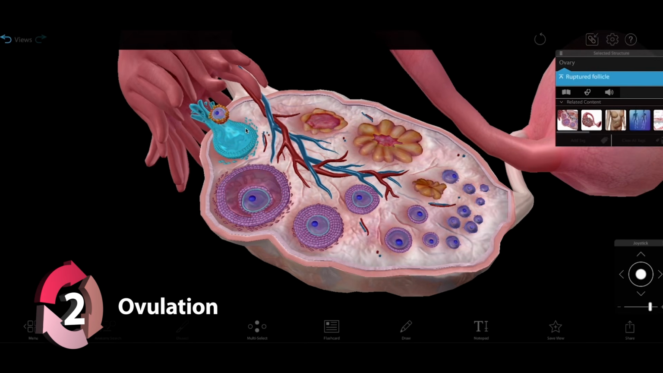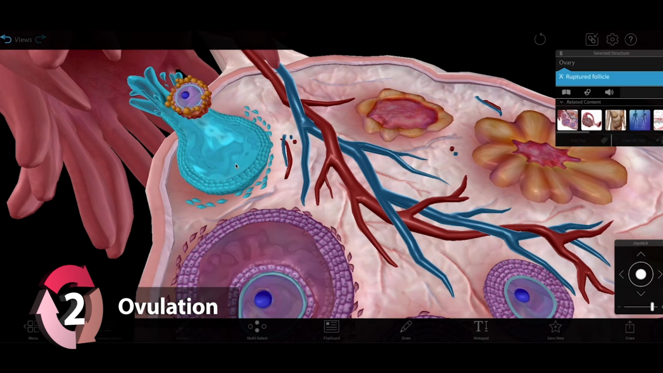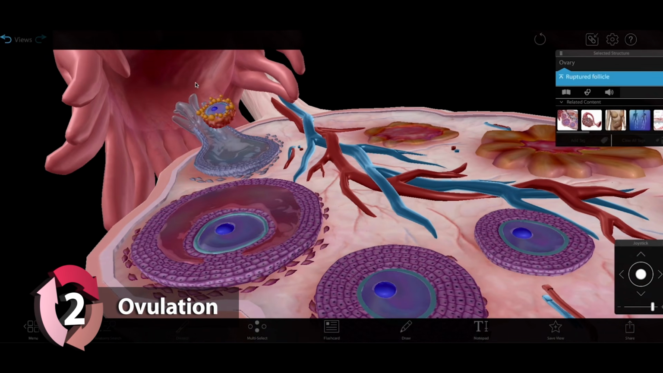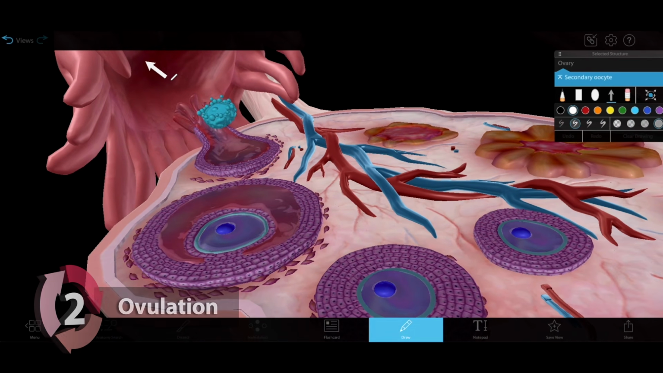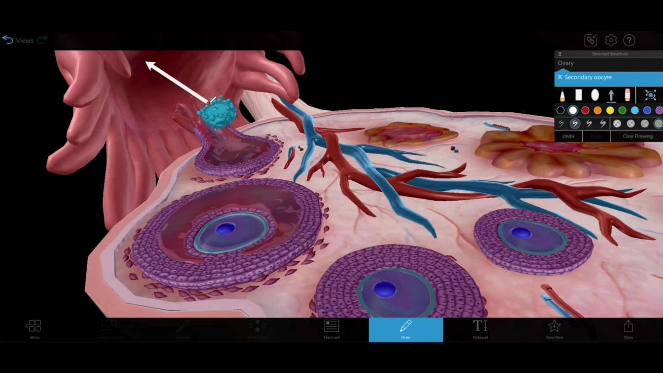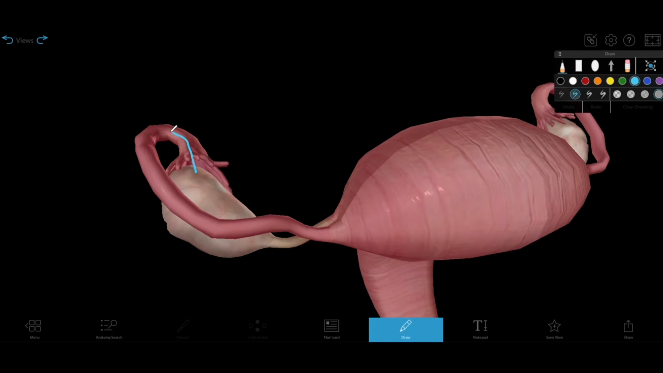When it's time for ovulation, the vesicular follicle ruptures, releasing the contents of the antrum as well as the secondary oocyte. The oocyte then begins its journey down the uterine tube. Within the uterine tube, the oocyte can be fertilized by sperm. If no sperm are present, the oocyte will continue on until it reaches the uterus, and it will leave the body during the menstrual period.